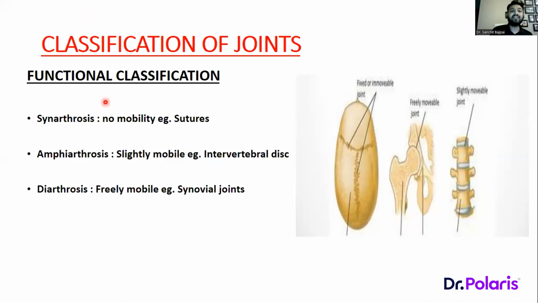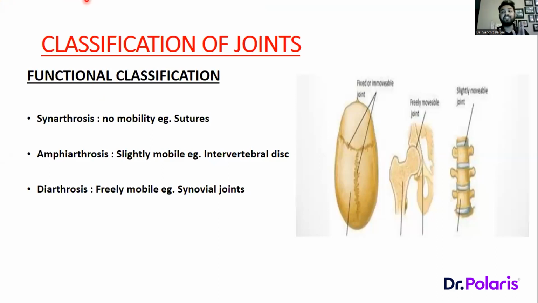The first classification of joints is called the functional classification. That means it is based upon the mobility of the joints, how much they are mobile. According to this, they are classified into three important varieties. Remember that whenever you are asked a question in your vivas or MCQs, every examiner is going to ask you two aspects: classify this joint as per the structure as well as for the function. So you should know how to classify these joints in both ways.